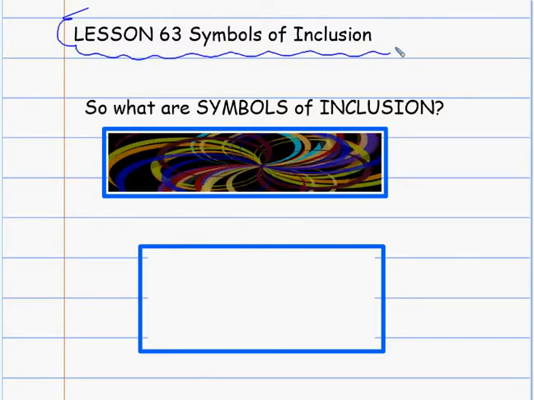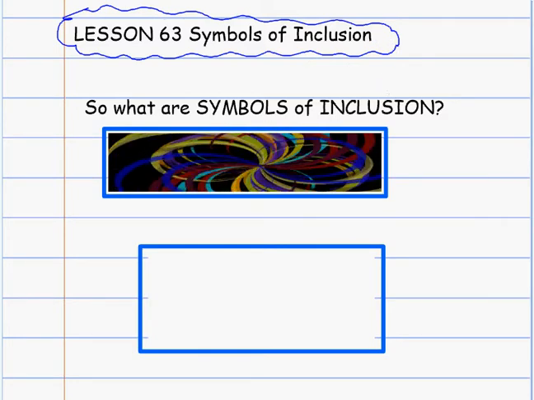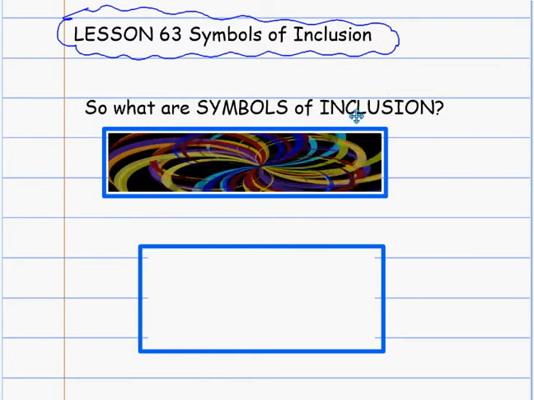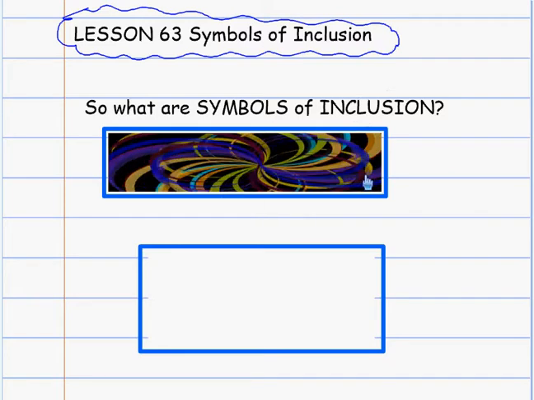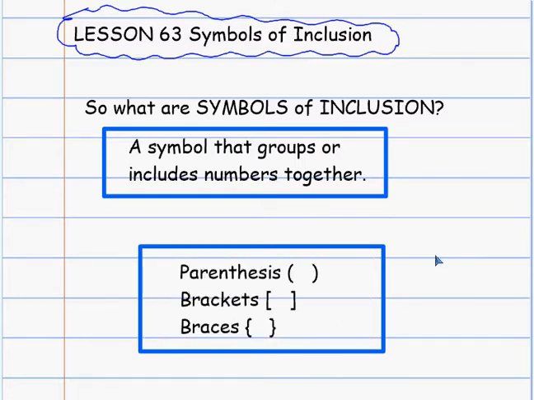Hey class, this is course 2, lesson 63, symbols of inclusion. So you might be asking yourself, what are symbols of inclusion? Well, they are symbols that group or include numbers together. They tell us that we should do something with those symbols first. Those are parentheses, brackets, and braces.